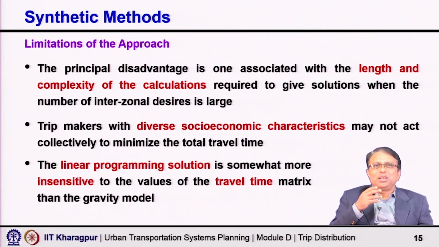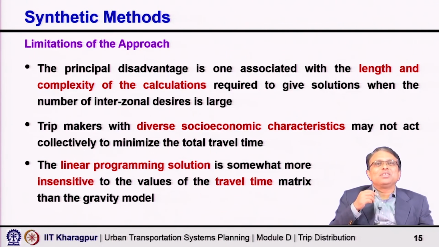The principal disadvantage is the one associated with the length and complexity of calculations required. We have considered here only 3 zones, so it looks very simple. Now, just imagine that in a realistic network, you have a large number of zones and so many cells. How many variables will you have, like this T11, T12, T13, and so on, if you have 50, 60 or 100 zones in a transport network, and then how many cells will be there.